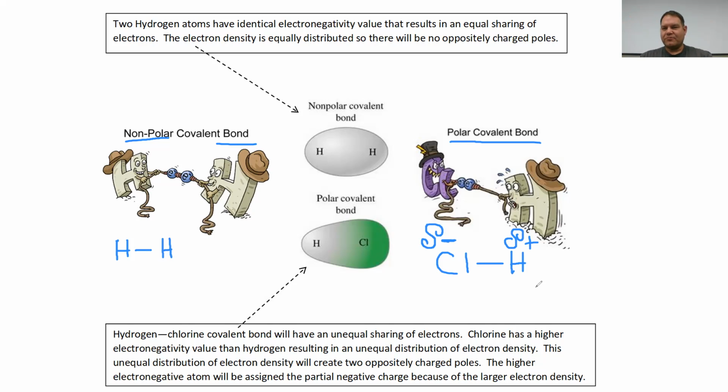Whereas in the tug of war match between the two hydrogen atoms, because they're sharing equally and there's an equal distribution of charge, there are no poles created, no partial negative or positive charge, because of the equal sharing of electrons. So that's why it's called a non-polar covalent bond, okay?